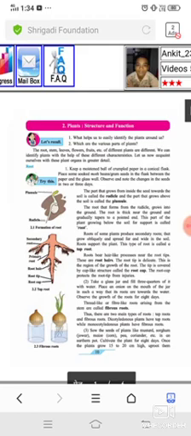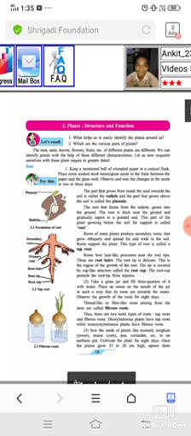Lesson number 2, plants, structure and function. Let's listen. What helps you to sleep? What needs the plants around you? Which are the various parts of plants?